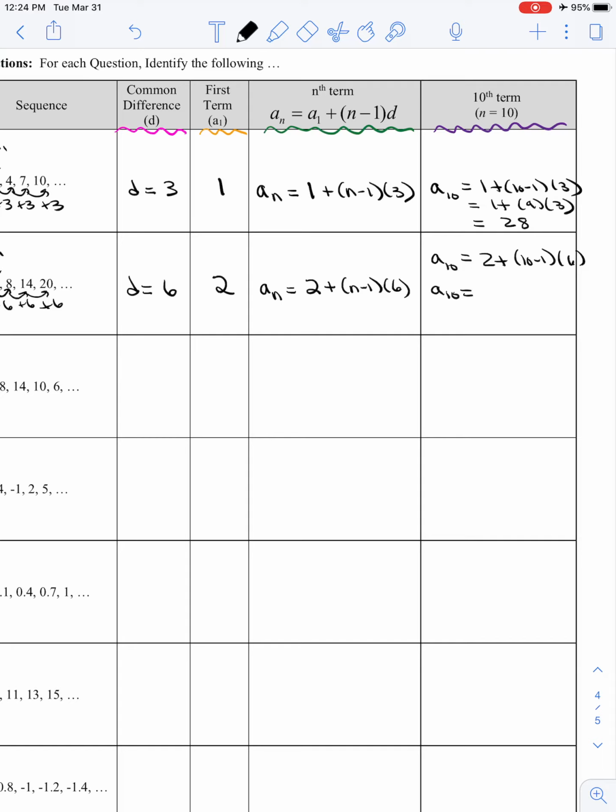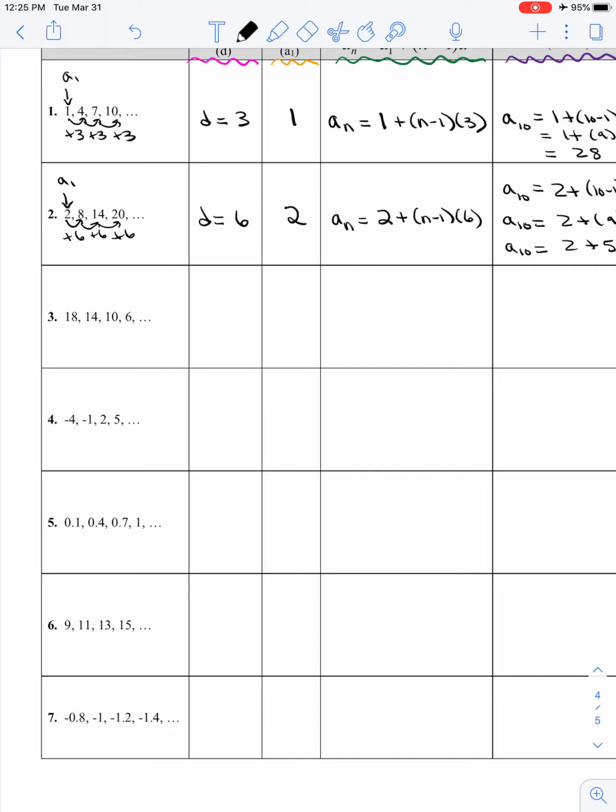So the value of the 10th term in this sequence would be 2 plus 9 times 6, which is 54. So 2 plus 54 is 56. So the value of the 10th term in my sequence would be 56.